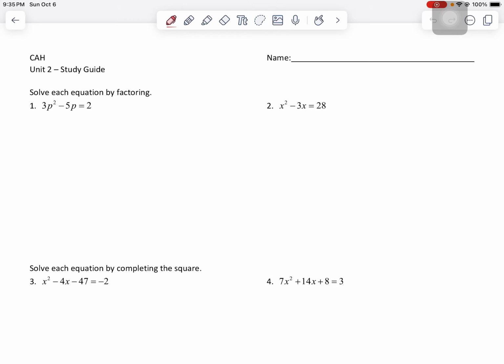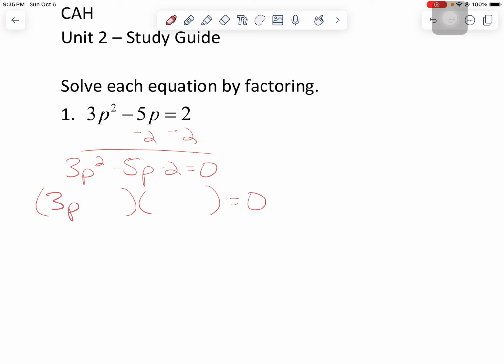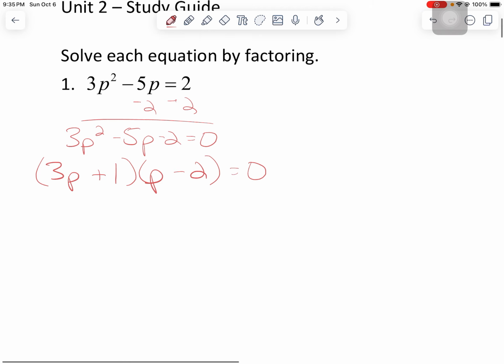Pick your favorite factoring method. You guys hopefully know by now that guess and check is mine. So that's going to be a -6 plus 1. Looks good to me. So that's going to then set each factor equal to 0. All right, and we're going to get a p-value here of -1/3, and p equals here +2. So there's our two answers for problem number 1.